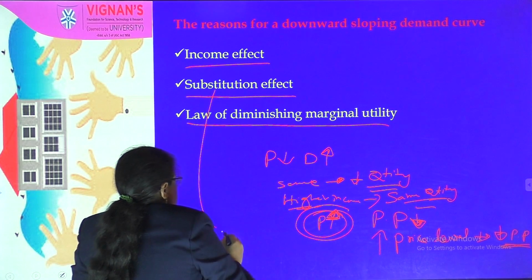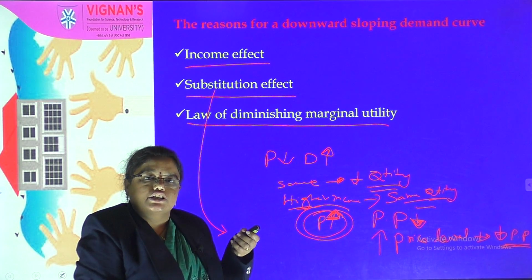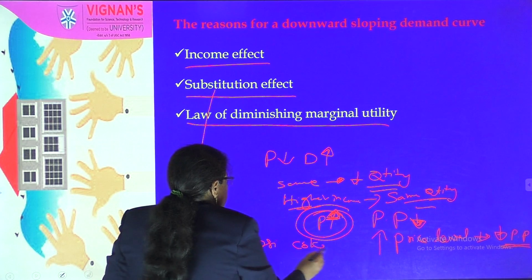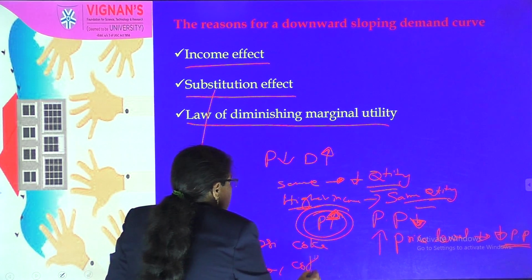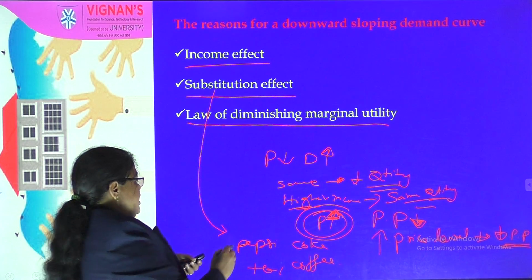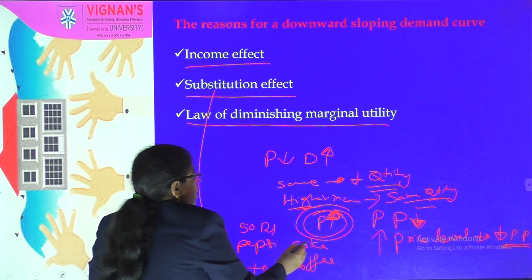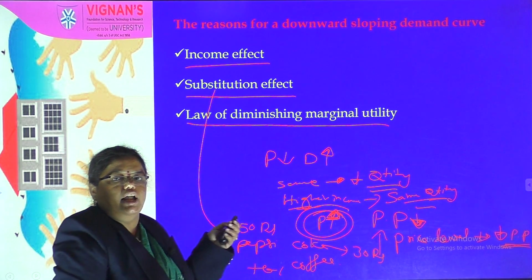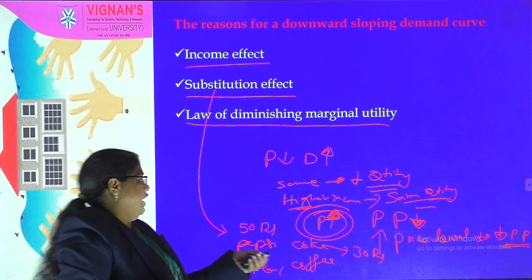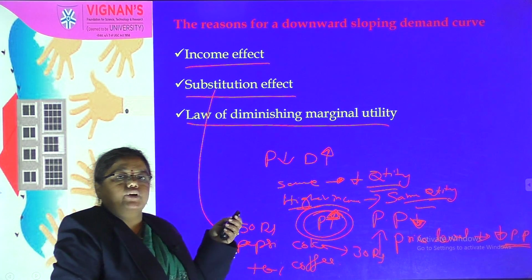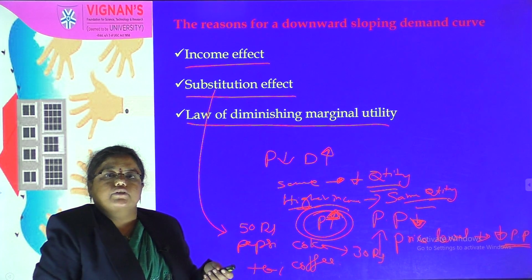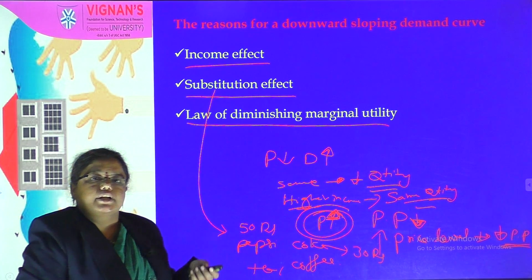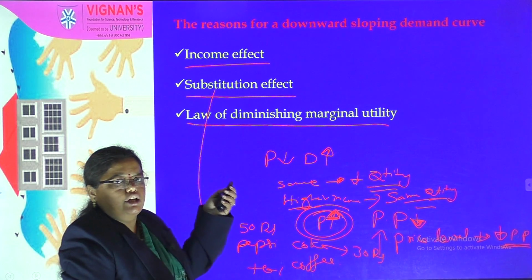Substitution effect, that is in the case of substitutes. Those are Pepsi, Coke, tea, coffee, like that. Suppose Pepsi has a price of 50 rupees and Coke has a price of 30 rupees. Those have the same quality. Then we prefer Coke over Pepsi. That means we will prefer cheaper products over relatively dearer products. That comes under substitution effect.